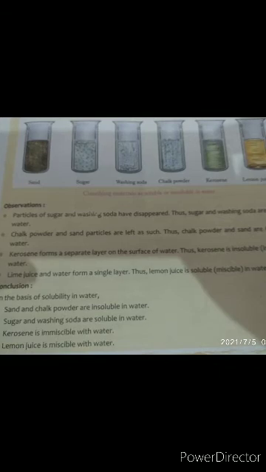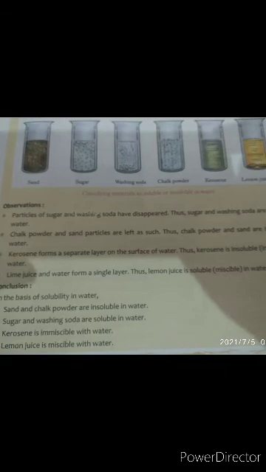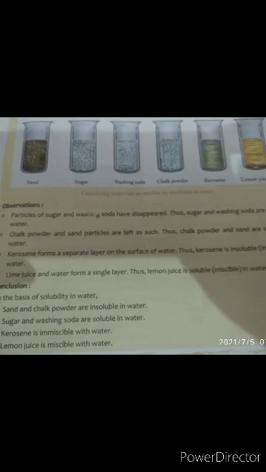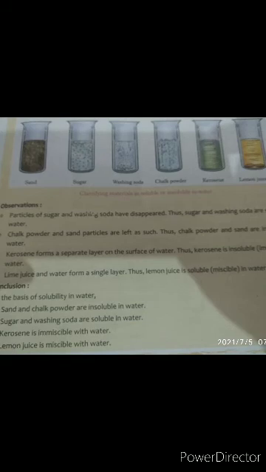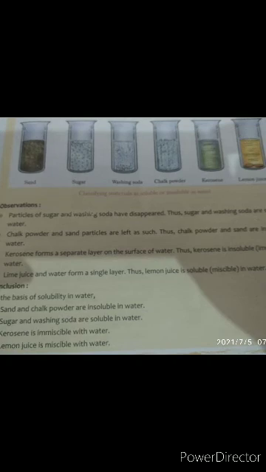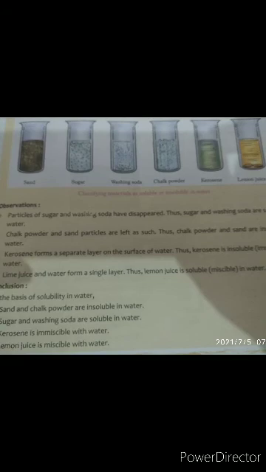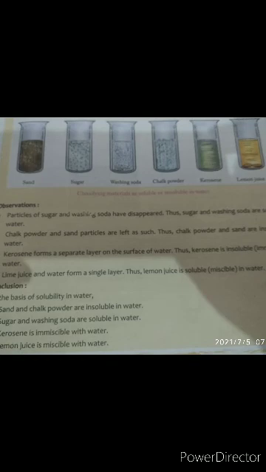Next, kerosene forms a separate layer on the surface of water. Kerosene makes a separate layer on top of the water, so kerosene is insoluble in water. And the last one, lemon juice and water form a single layer. Thus lemon juice is soluble in water. If we mix it with water, it will not create another layer.